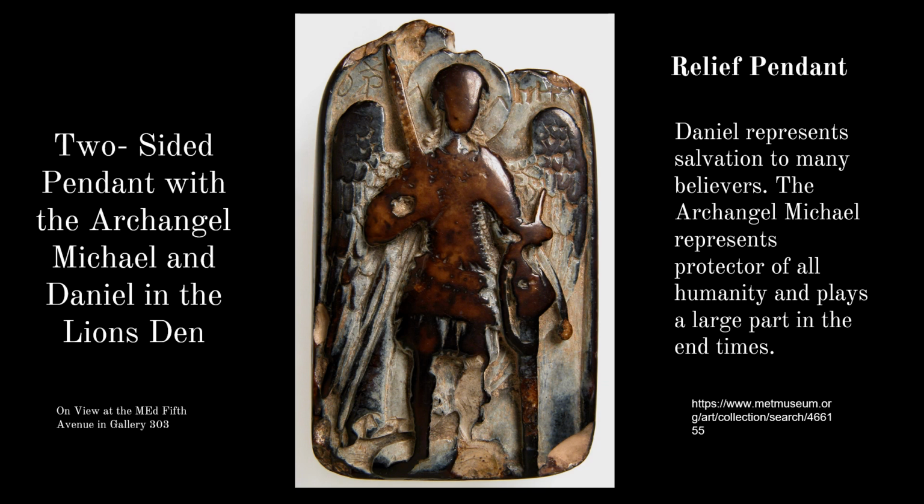This is a two-sided relief pendant. One side has the Archangel Michael and the other has Daniel in the lion's den. This pendant was created to keep in someone's pocket or to carry around with them as a reminder. Daniel represents salvation to many believers, and the Archangel Michael represents protector of all humanity, and he plays a large part in the end times and other Bible stories as well.